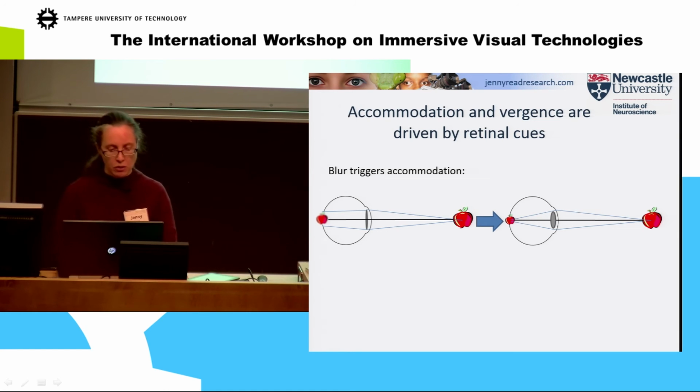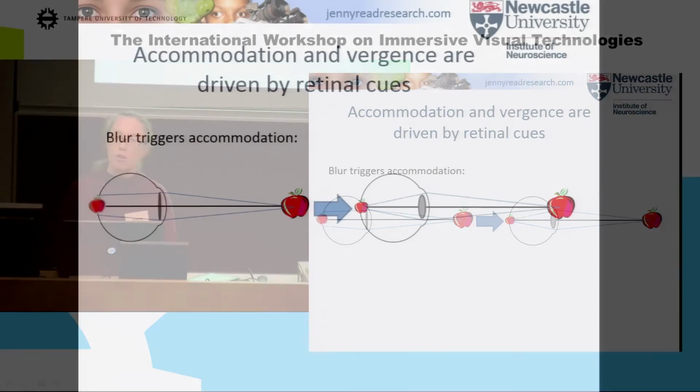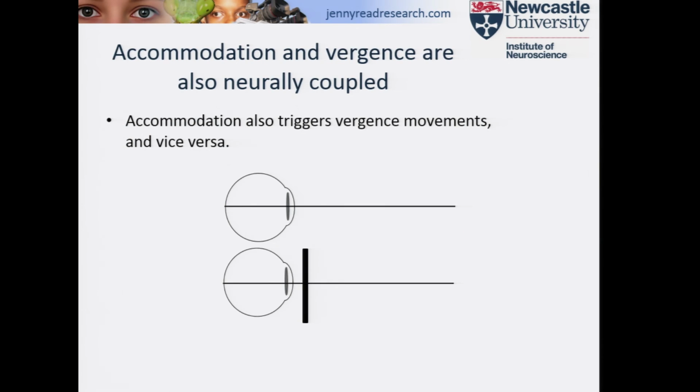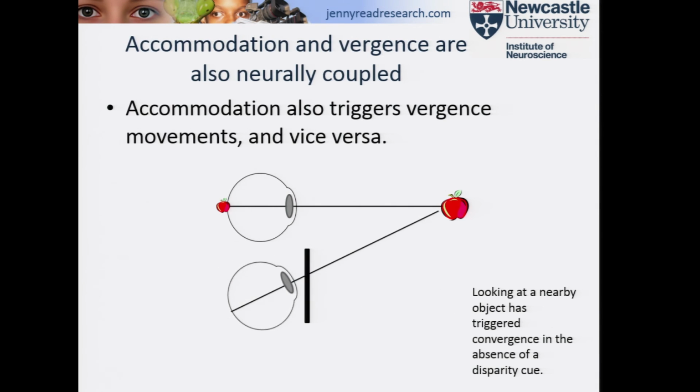So if I perceive that this object is out of focus, then my visual system will automatically try and adjust the lens to bring it into focus. But also, because they always go together in the real world, accommodation triggers vergence movements, even on its own. So even if you occlude one eye, as here, and then the eye that's not occluded views an object that's close up, that will trigger a vergence movement that is at least roughly appropriate for the near viewing distance.